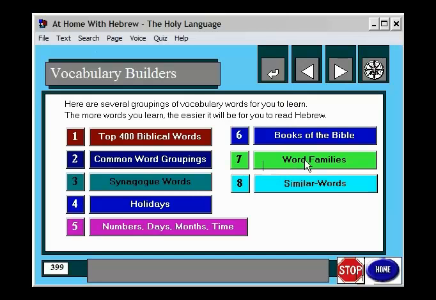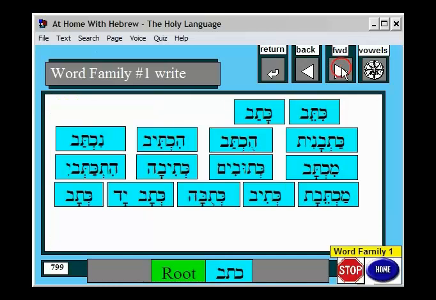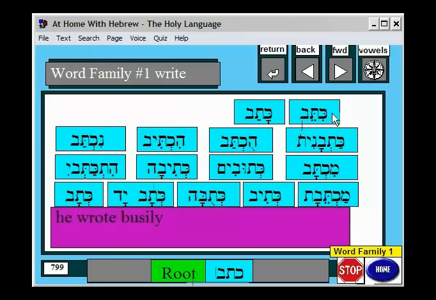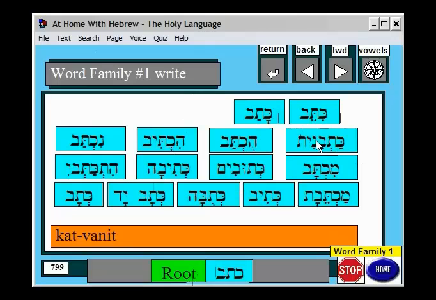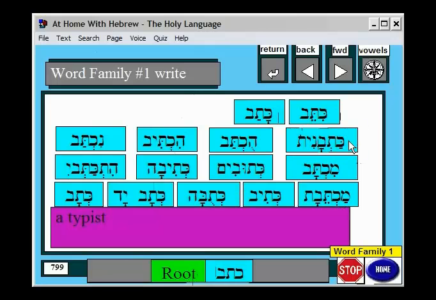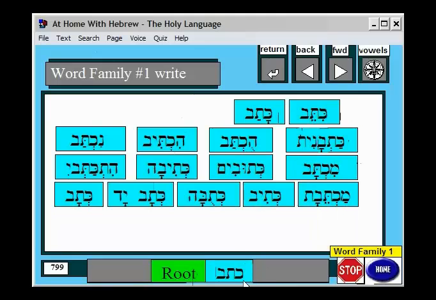Here's a section called Word Families. And so the idea here is when you learn a root word, you can learn 5 or 10 friendly words that are all related to it. So here's the root, which is katav. And you come up here and you see the word kitev. What does that mean? It means he wrote busily. Where this one means just he wrote. Where this is Katvanit. And that means a typist. So from the word katav, we get this word, which means a typist.